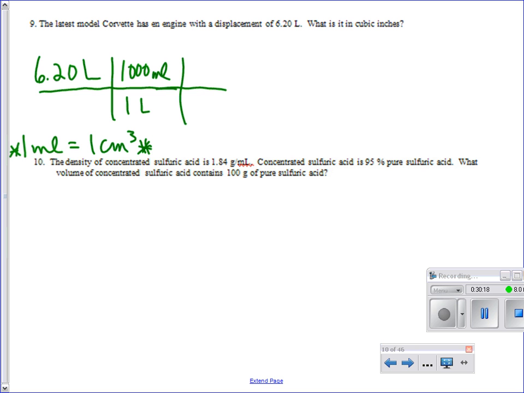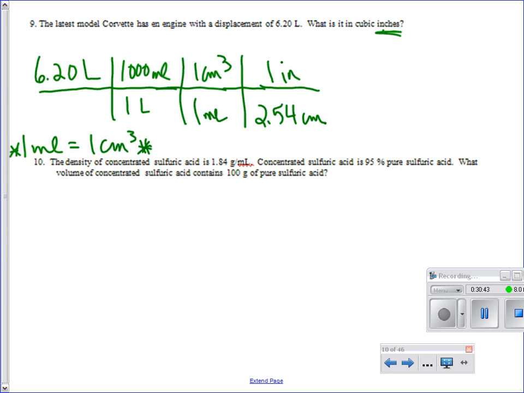Now what do I do? For every 1 mil, I have 1 centimeter cubed. Okay, let's keep going, and then we'll talk about what we have to cube. What's my relationship between centimeters and inches? The basic relationship. This is the simple one. Good. 2.54 centimeters to every 1 inch.